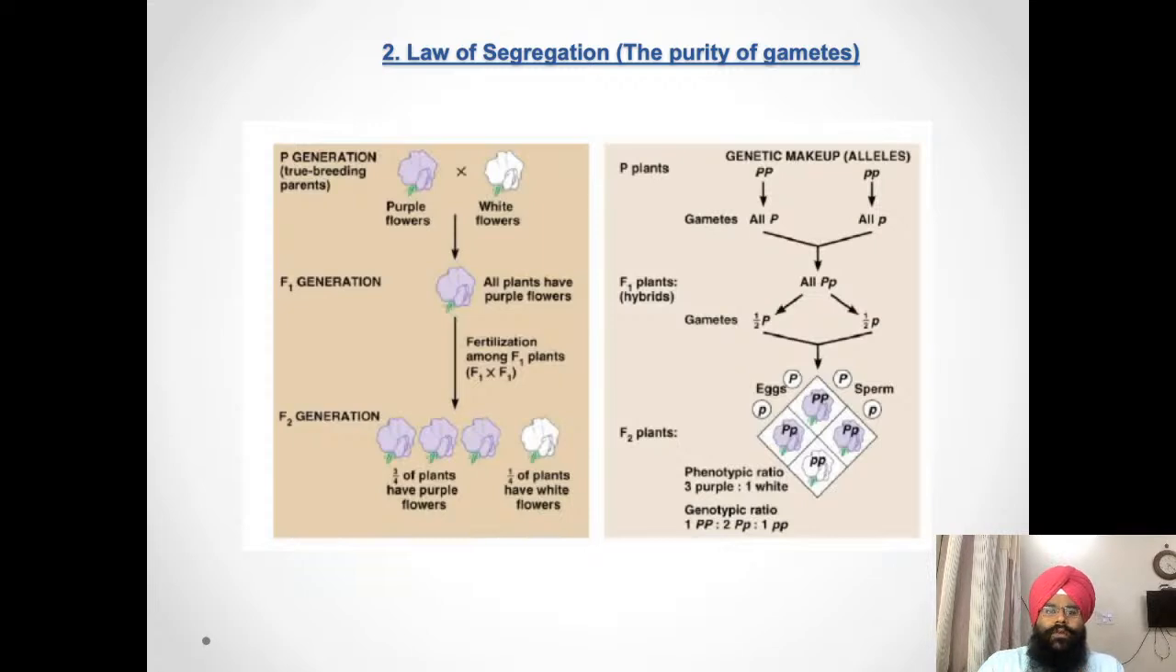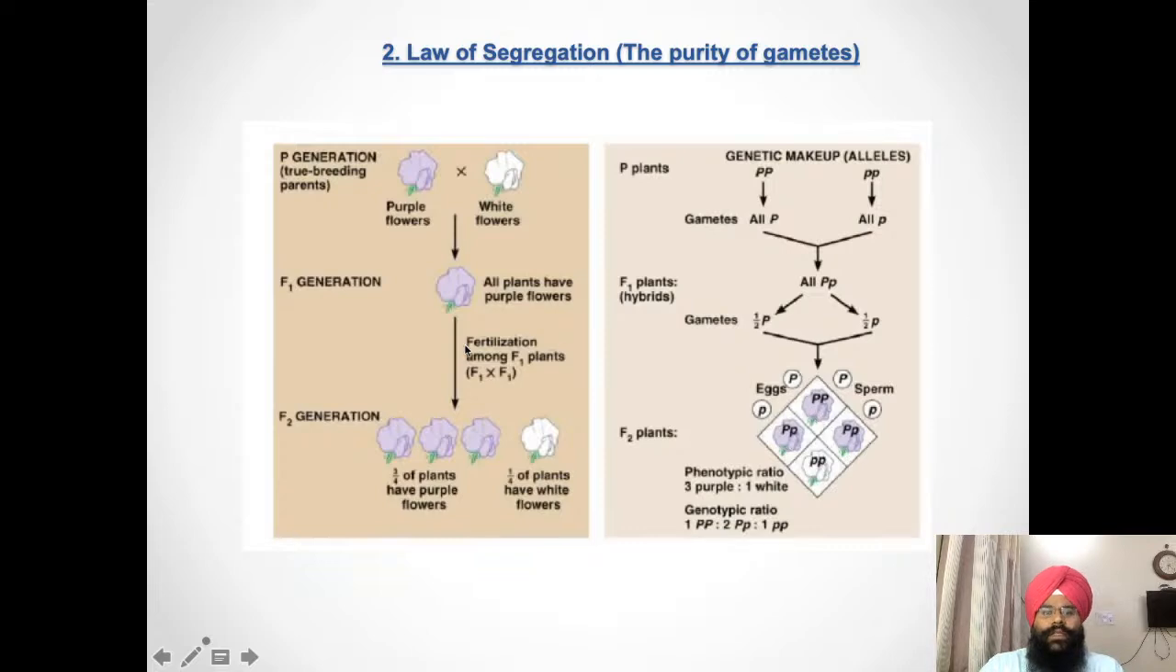This is another example. You have a purple flower and a white flower, and you made a cross. The F1 generation is all purple. Then you self-cross the F1, and the F2 generation has 3/4 plants with purple flowers and 1/4 with white flowers. Here we have capital P and small p. According to the law of segregation, you got the F1 hybrid as capital P, small p, with half alleles capital P and half small p. Then you made a cross and the phenotypic ratio is 3:1, 3 purple and 1 white.